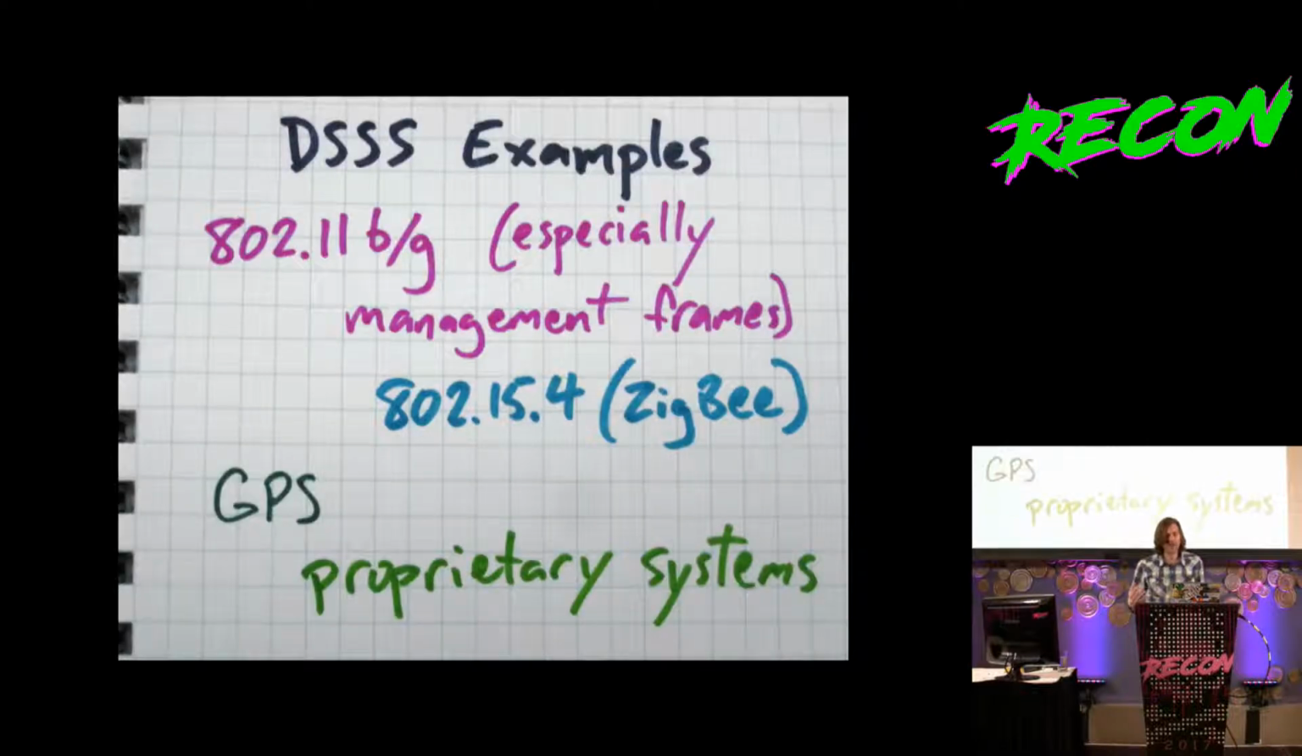And this is, as I've mentioned, used in 802.11. It's also used in Zigbee. It's used in GPS. If I remember correctly, the GPS sequence is 1,023 bits long, the chip sequence, and it's a pseudo-random sequence. And it's also used in a lot of proprietary systems, especially satellite communication.